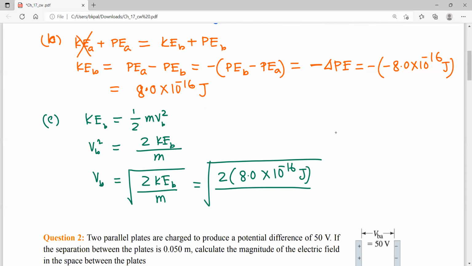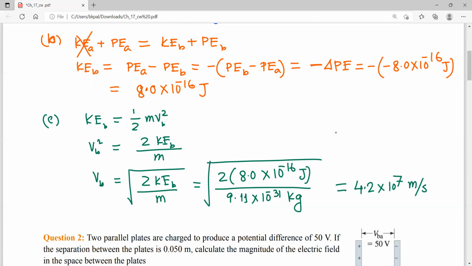The mass of the electron is also given in the question. It is 9.11 times 10 to the power minus 31 kilogram. Then plug all these values in your calculator. You should get something like this. All right, so we are done with question number 1.